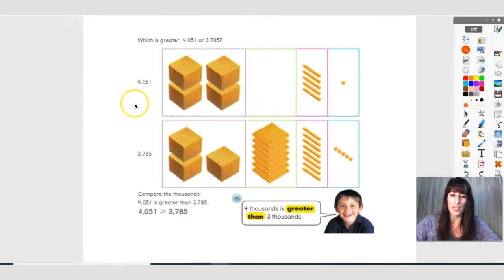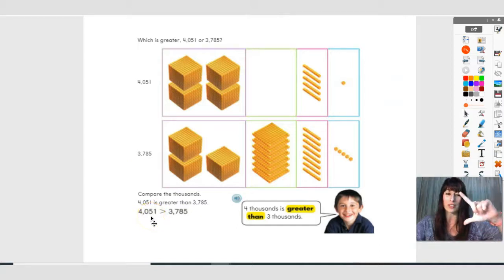Hope that helps you. Now remember that you compare them, always looking at the thousands first, right? So if you look at your thousands here, you can tell that the number 4 is greater than number 3, so there's nothing to think about. You right away will know that greater will go towards 4051, so I will make sure that my symbol is facing right. Okay, it's facing to the right.